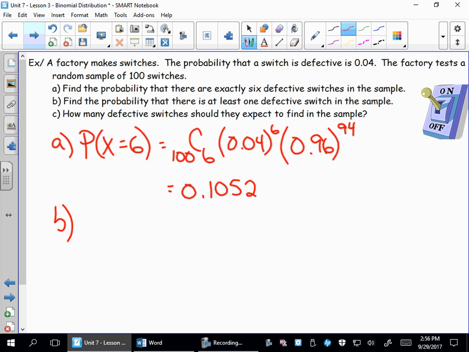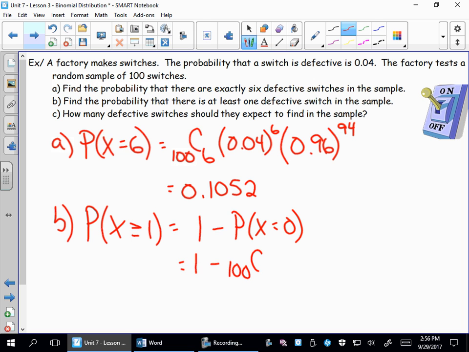Okay, part B, at least one defective switch. So I could go through all the cases, 1 defective switch, 2 defective switches, 3, 4, 5, 6, 7, all the way up to 100 defective switches. Or smarter, get rid of what I don't want. I don't want 0. Okay, 100 cases, I don't want any defective switches. The likelihood of a defective switch is 0.04, and I want that to happen no times. I want to be not defective 100 times. What's the likelihood of that?